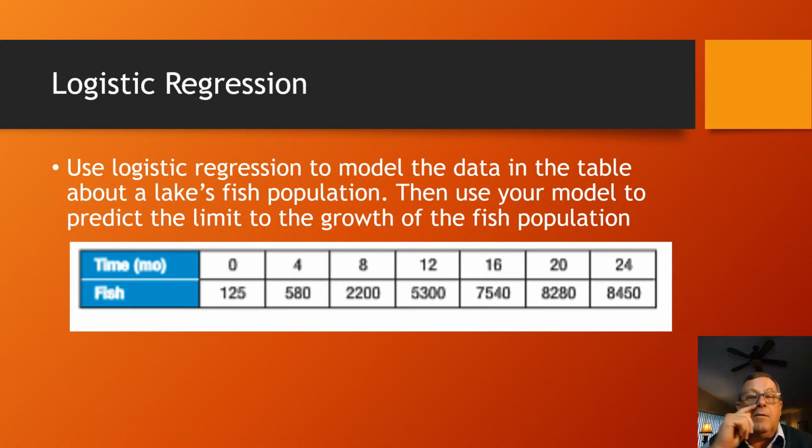So we have a table of data with time in months going from 0 out to 24 months, and the fish population in this lake over those months. Of course, we're headed to the calculator. We're going to input our data and then use a logistic regression. We've used exponential, we've used logarithmic. Now we're going to use a logistic regression, which makes the assumption that there's a limit to the growth that can occur in this situation. So let's move over to the calculator.